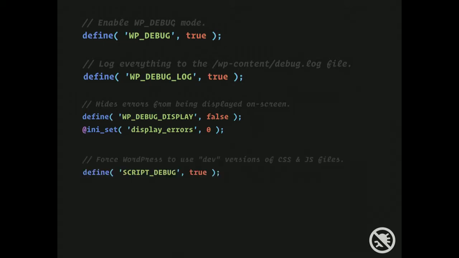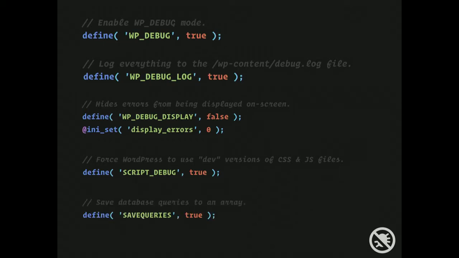Another one that I commonly enable, which is script debug, but this is every once in a while. Script debug, when set to true, will use the dev versions of the CSS and JS files included inside WordPress. But there are some libraries that don't obey this, such as jQuery. So I don't use it that often.